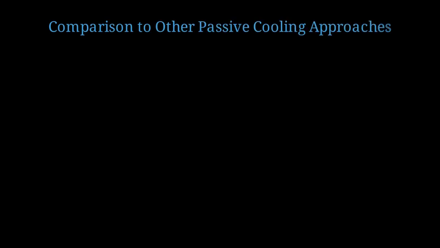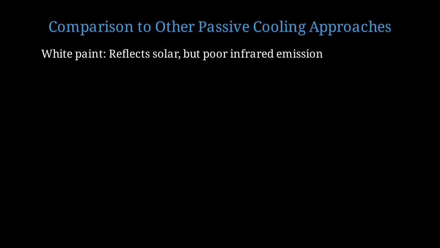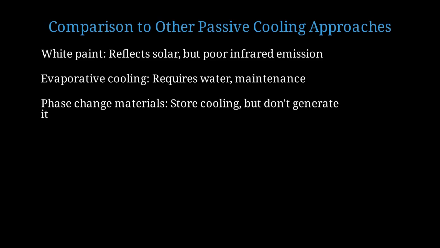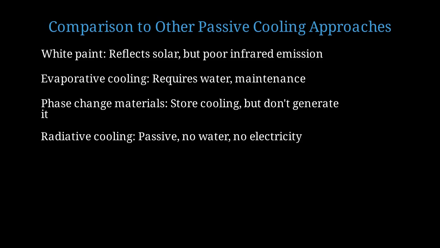How does radiative cooling compare to other passive cooling strategies? Let's put this in context. Traditional white paint reflects solar radiation well, but it doesn't have the selective infrared emissivity in the atmospheric window. Evaporative cooling can be very effective, but requires a water source and maintenance. It also increases humidity. Phase-change materials can store thermal energy but don't generate cooling, they just time-shift the cooling load. Radiative cooling is truly passive, requires no water, no electricity, and no maintenance beyond keeping the surface clean.